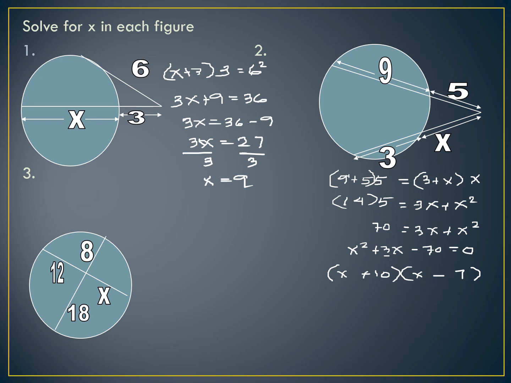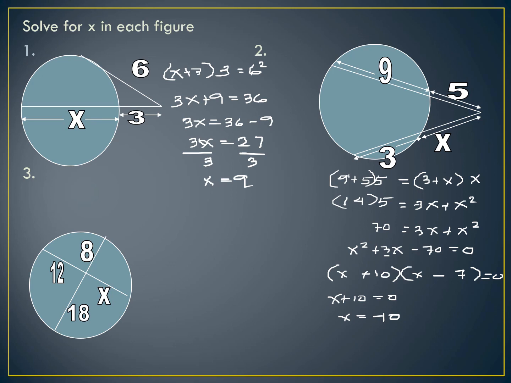Kasi pag minultiply natin, yung 10 and negative 7, that is negative 70. Kapag naman inadd natin, 10 plus negative 7, that is positive 3. Then, equate natin both by 0. So, we have x plus 10 equals 0. It means we have x is equal to negative 10, which is not acceptable. Kasi nga, we are talking about the measurement. So, negative 10 is not applicable or it's not accepted.